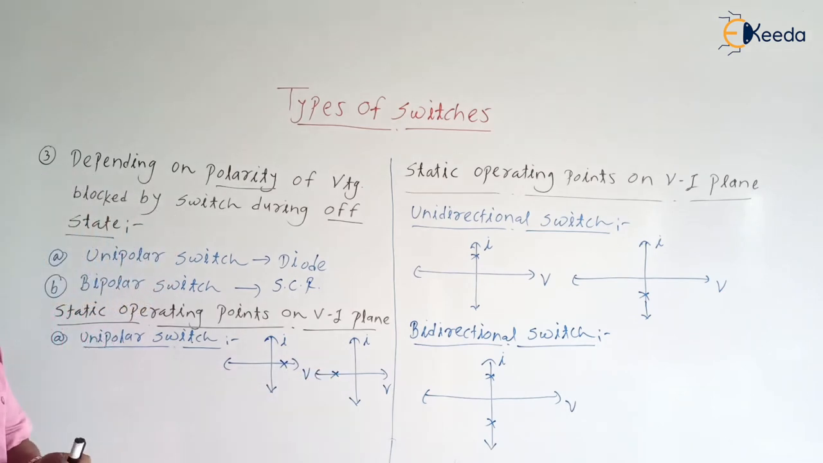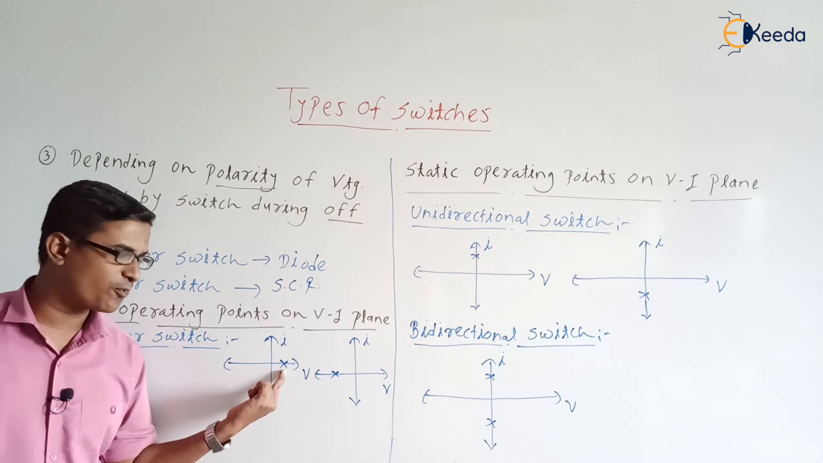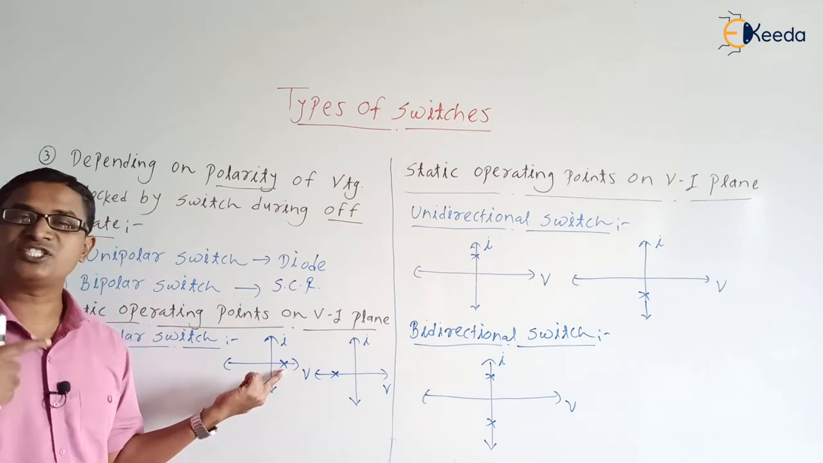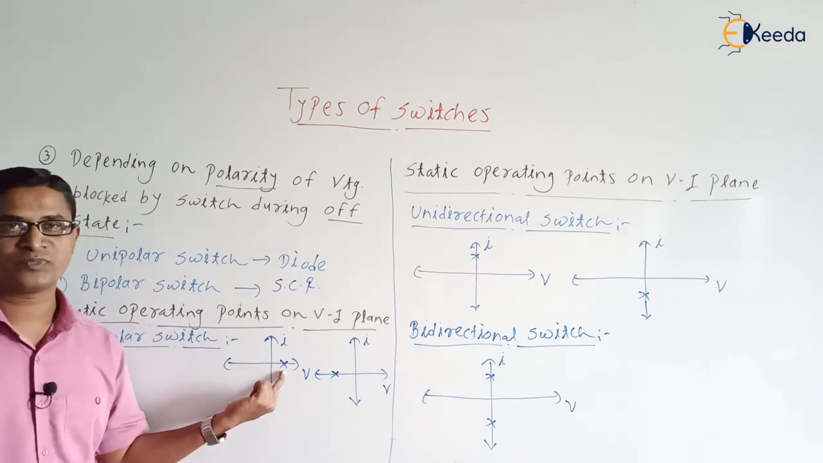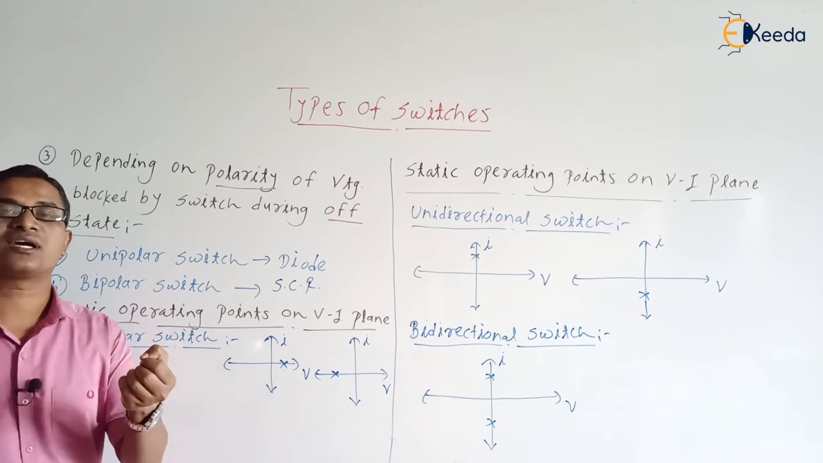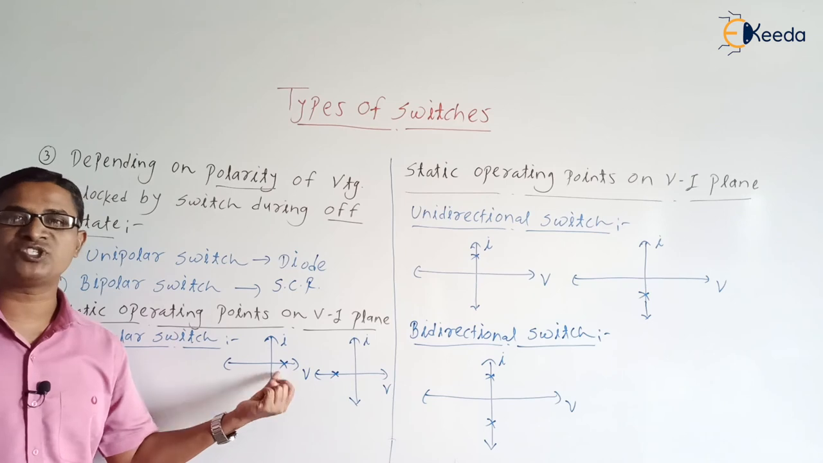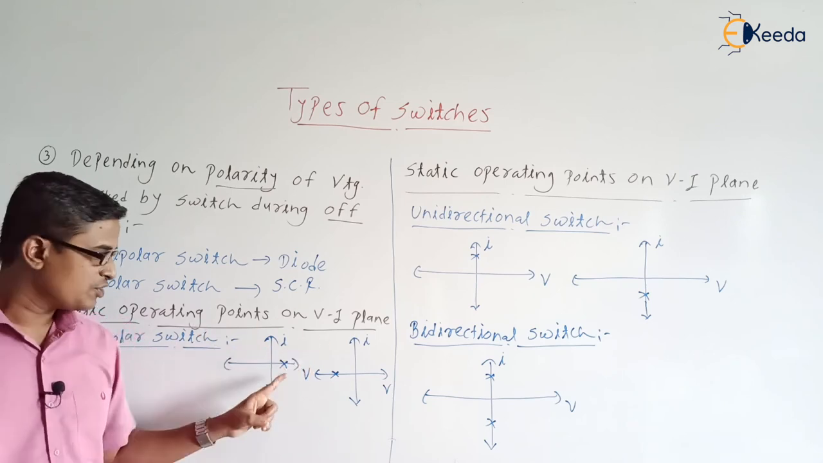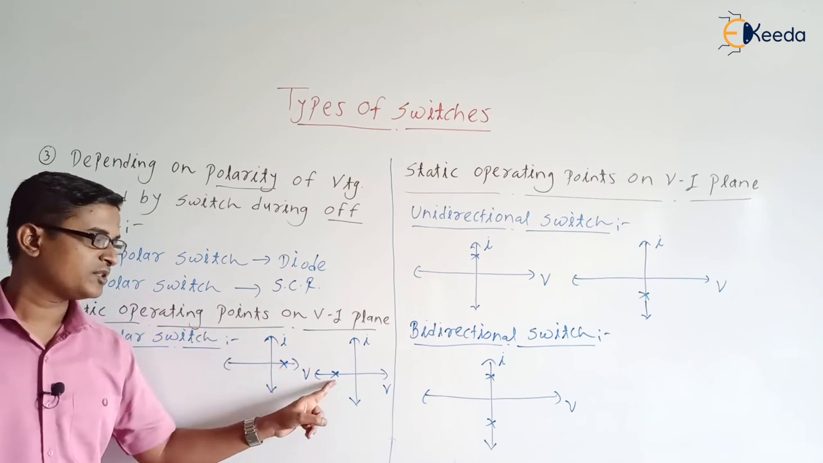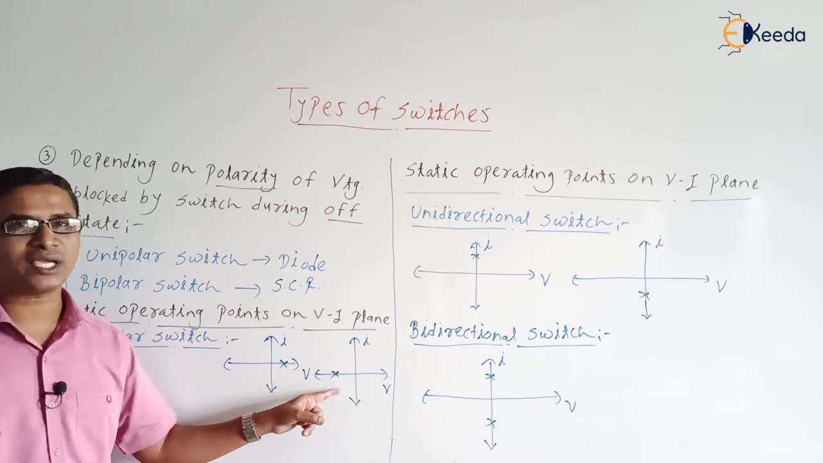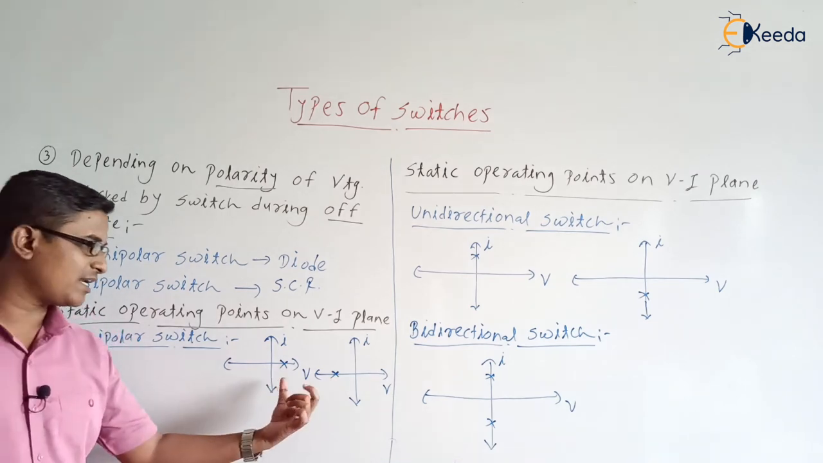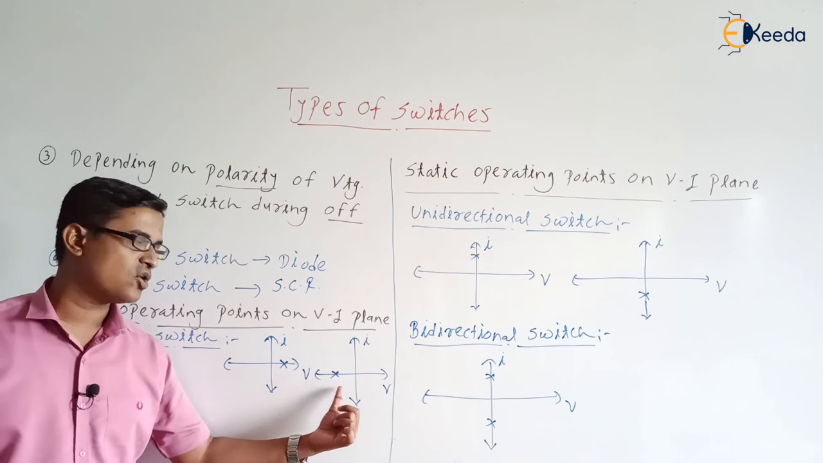Are you getting the point? Corresponding to this point, the voltage is positive and current is zero. Current zero means the switch is in the off state, and the voltage across the switch is non-zero, meaning the switch is blocking the voltage. Here the switch is blocking the forward voltage, and here the switch is blocking the reverse voltage. So for a unipolar switch, the static operating point is either here or here.